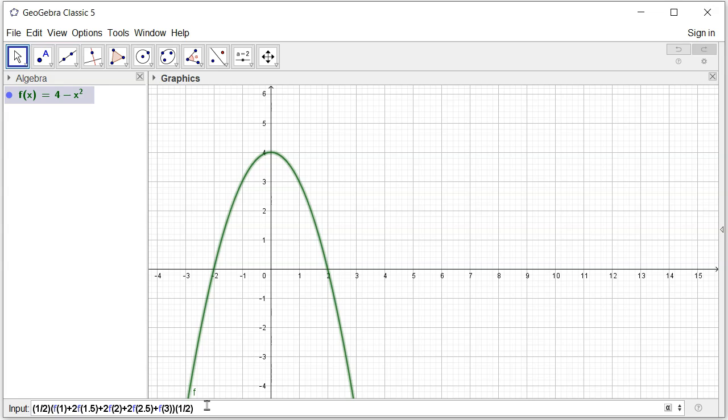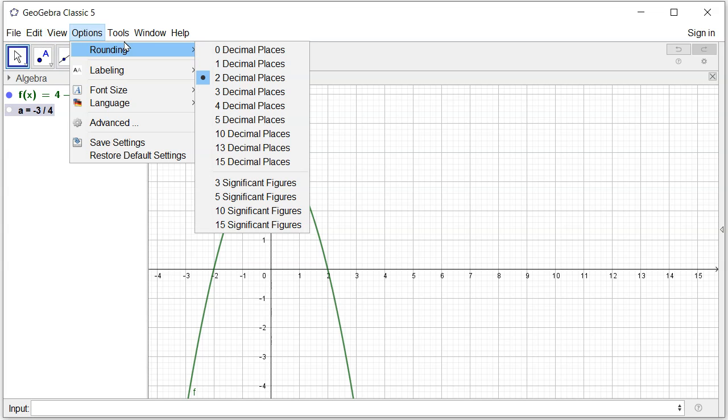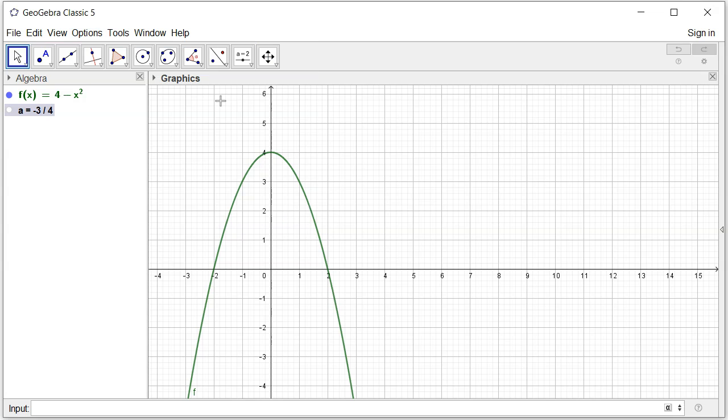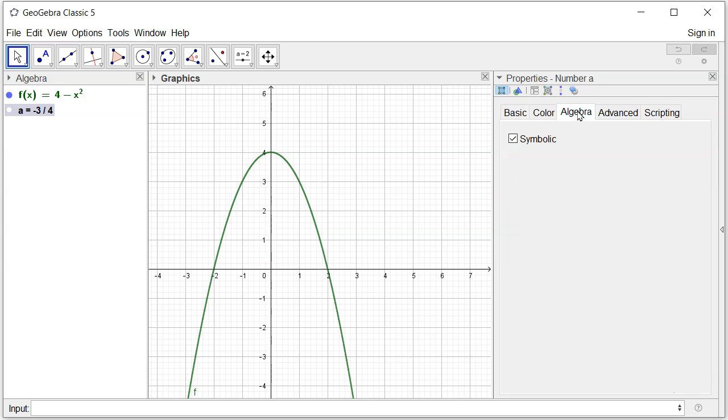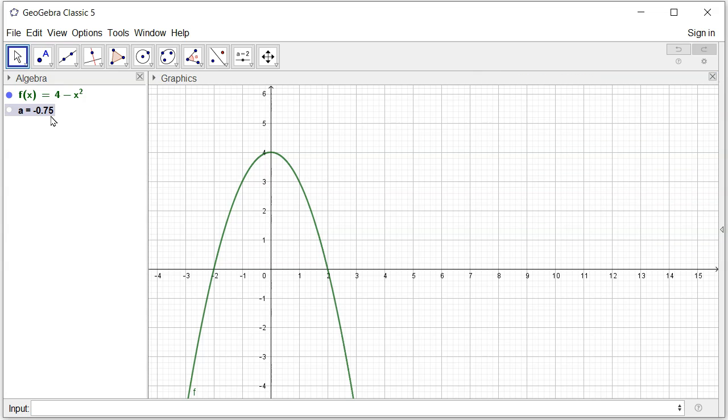If you hit enter, we got that, and we can round to 4 decimal places. If you right click, go to object properties, and since it gives you the fraction, go to algebra and uncheck symbolic. Then this will give you the decimal value. This came out to be negative 0.75.